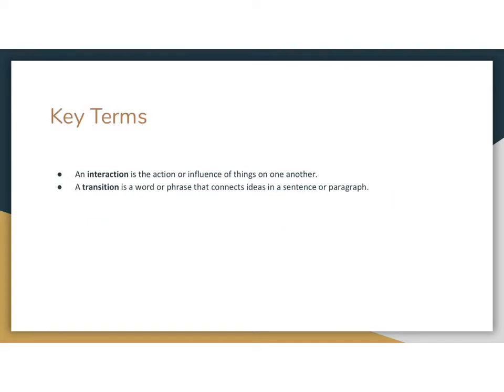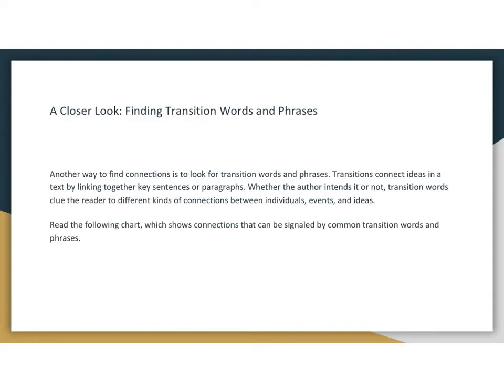So key terms when you're analyzing: an interaction is the action or influence of things on one another, and a transition is a word or phrase that connects those ideas in a sentence or a paragraph. So, a closer look: finding transition words and phrases. Another way to find connections is to look for transition words and phrases. Transitions connect ideas in a text by linking together key sentences or paragraphs. Whether the author intends it or not, these transition words kind of give you a clue to the different kinds of connections between people.